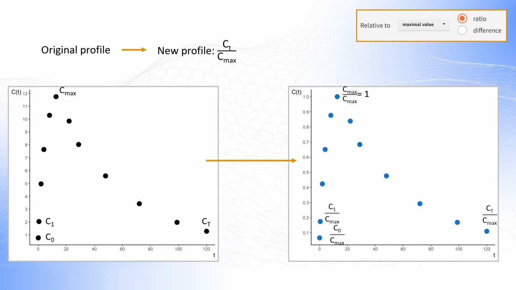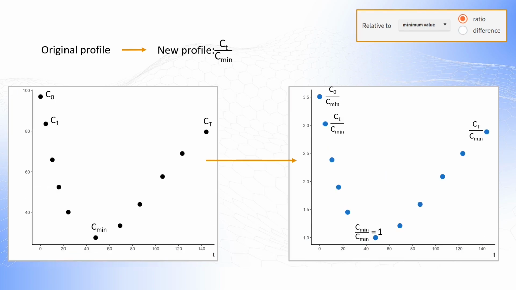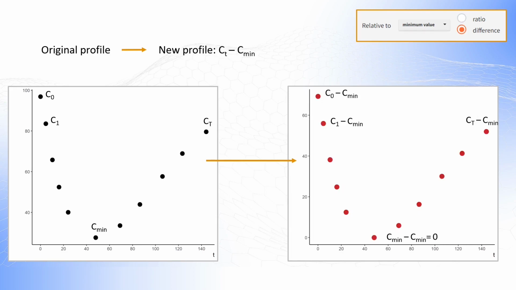Another possibility would be to divide the values of the original profile by the global maximum. Analogously, when calculating the difference to the maximum. Here, the maximum value is subtracted from the points in the original profile, whereby the range of values in the new profile shifts to the negative. The same principle applies if the minimum is chosen as the reference value. Here, all values of the original profile are divided by the minimum, or as here, the minimum is subtracted from all values.